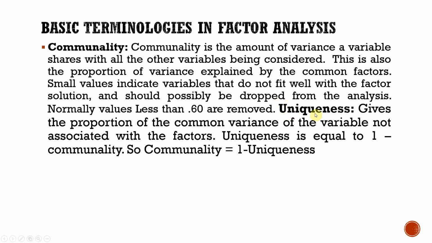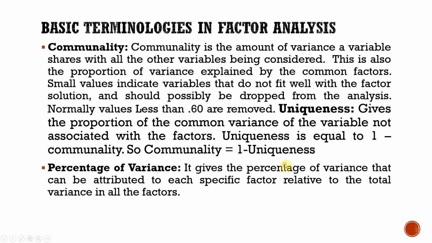Another thing that you get is uniqueness. It gives the proportion of variance of the variable not associated with the factors. The uniqueness of a particular variable has to be low. Its communality has to be high. That is the reason that you will get a clear factor structure that shows that one particular variable is associated with the other variables in the data set. Now uniqueness is equal to 1 minus communality. So communality is 1 minus uniqueness.